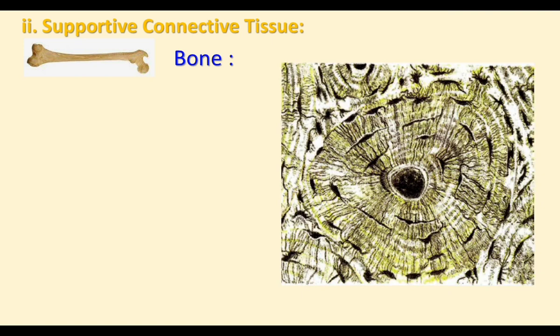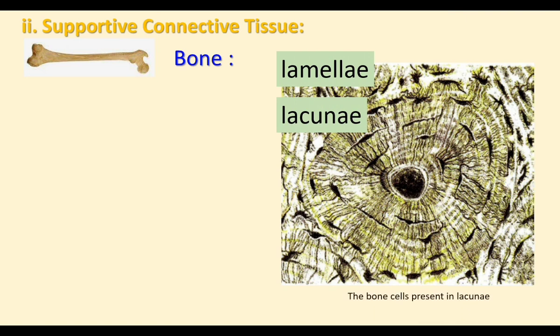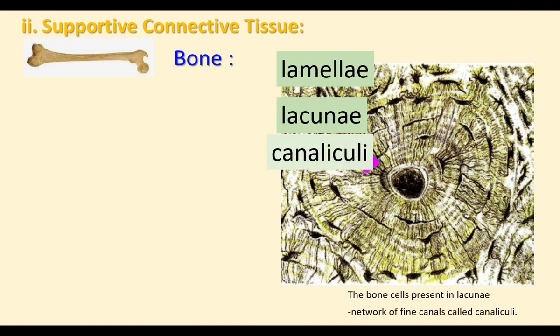You know what circles are? When circles are arranged one inside another, they are concentric circles. The matrix forms concentric circles called lamellae. The lamellae have cavities called lacunae. Lacunae are cavities found inside the lamellae. Inside the lacunae, bone cells are present. The bone cells communicate with the nearby cells through small channels called canaliculi.